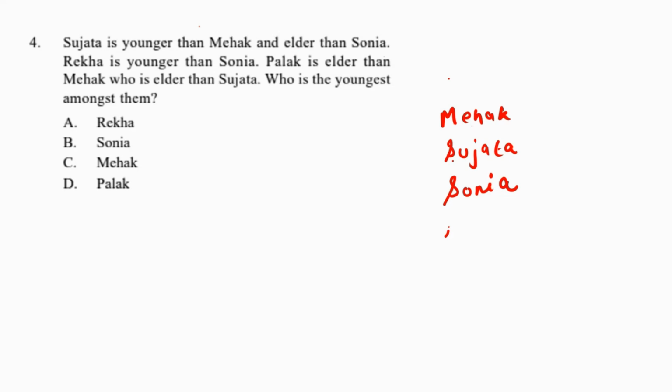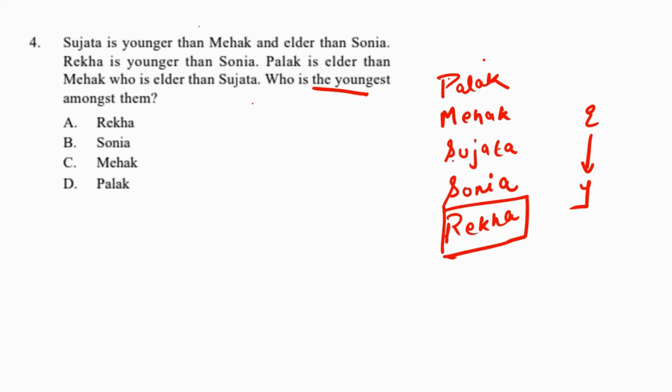Rekha is younger than Sonia, so Rekha is over here. Now, Palak is elder than Mehak. So since Mehak is over here, Palak is over here above her, since we are arranging it from eldest to youngest. So this is the sequence of the people that we have, eldest to youngest. So Rekha is last in the row, and she is the youngest one. So the youngest among them is Rekha.